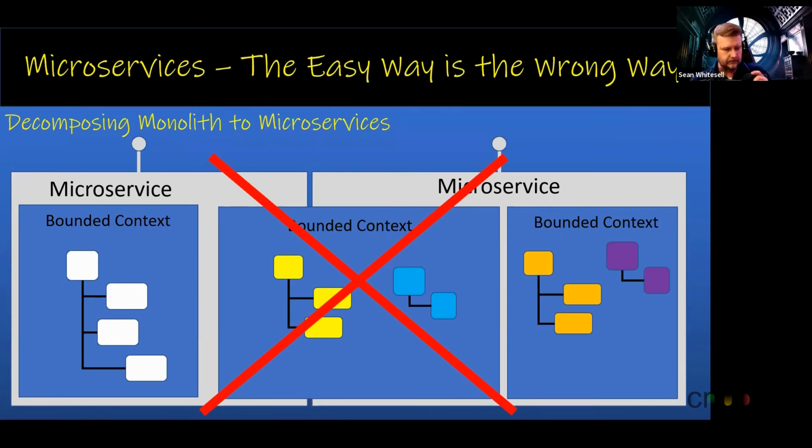Now, there is an exception to this. There may be a bounded context that is actually shared between microservices. I just told you don't do this. Now I'm telling you that you might do this. I hate it when you hear those kinds of things. Never do it. Okay, but here's when you might.